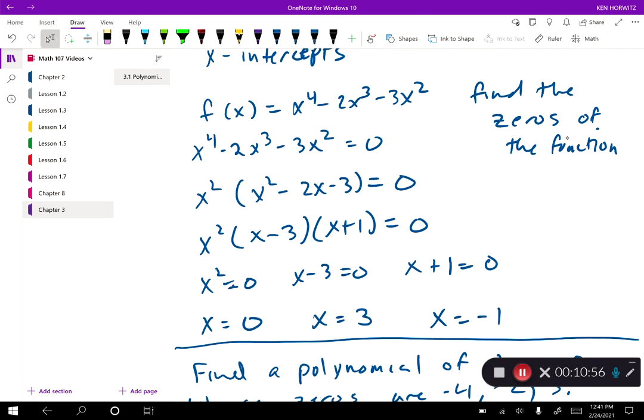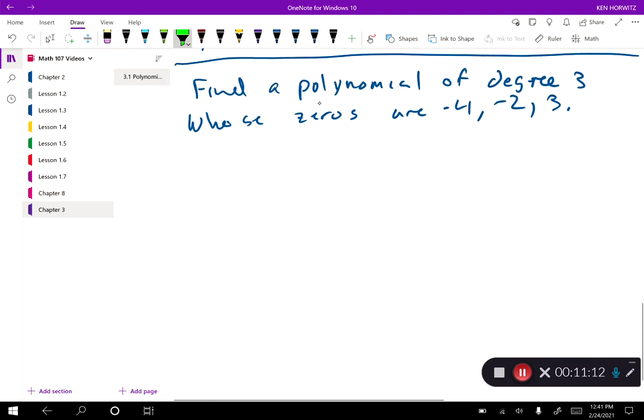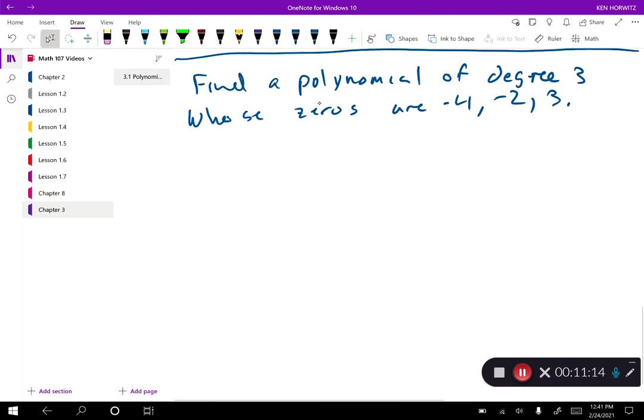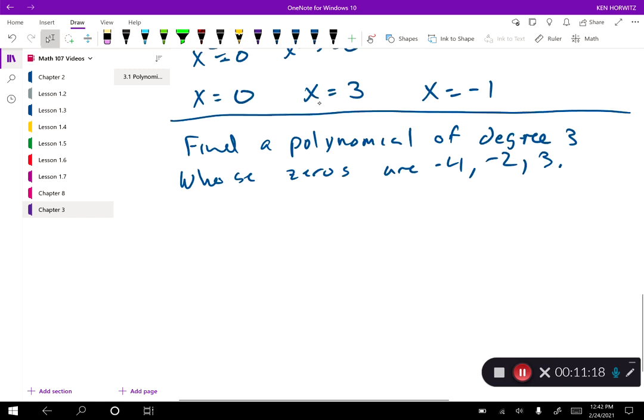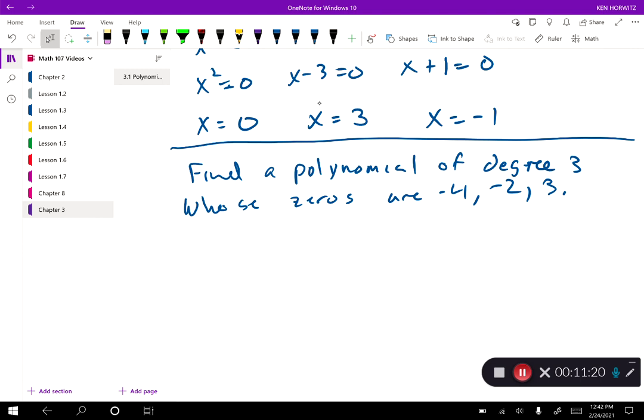Now, the first thing I want to talk about is what the degree is. So let's go back up to our other example. The highest power on our variable is the degree of the polynomial. That's why we write them in descending order, because our leading term holds the degree. So in this particular polynomial, the degree is 4. In this particular problem, I'm looking for a polynomial of degree 3.